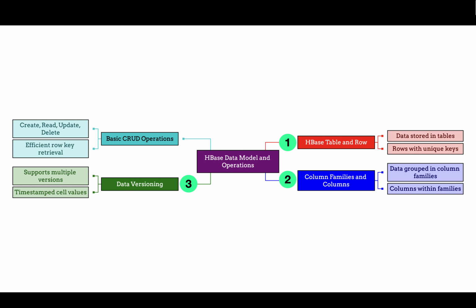3. Data versioning. HBase supports versioning for data. Each cell value in a table can have multiple versions with different timestamps. 4. Basic CRUD operations. HBase supports basic CRUD (create, read, update, delete) operations. Data can be efficiently retrieved using row keys, and tables can be scanned for broader queries.